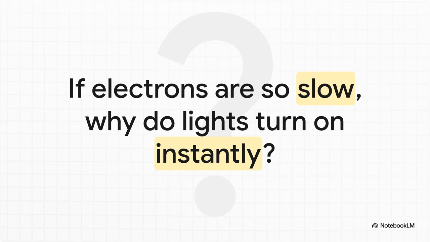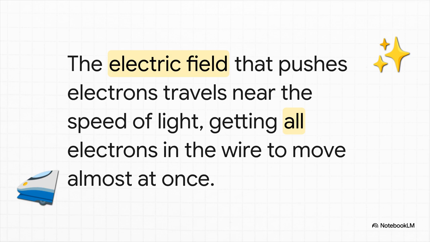Which brings us all the way back to our big paradox. We know for a fact that the individual electrons are just slowly drifting along at a millimeter per second. So why isn't there a huge delay when you flip a switch? Why does the light come on instantly? And here is the beautiful answer. It's not about one single electron making the whole journey from the switch to the bulb. The wire is already completely packed with electrons from end to end.